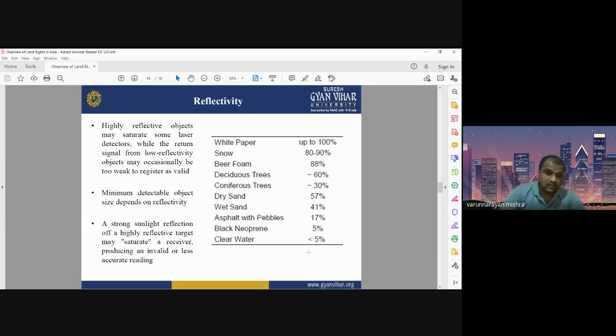Depending on the reflectivity pattern of different earth surface features, we may have different amounts of incoming energy received by the lidar receiver. So this reflectivity is very important when we want to map an area, scan a terrain, and detect objects on the earth surface. We need to check the reflectivity pattern of different objects on the earth surface. So reflectivity is very important.